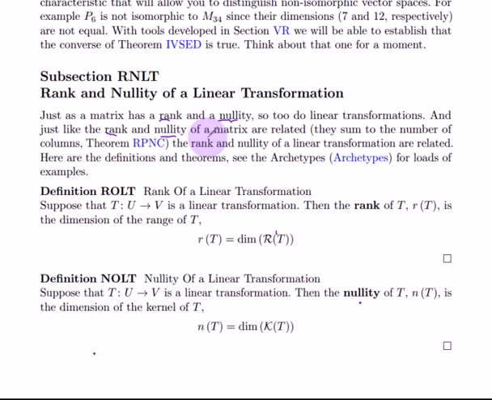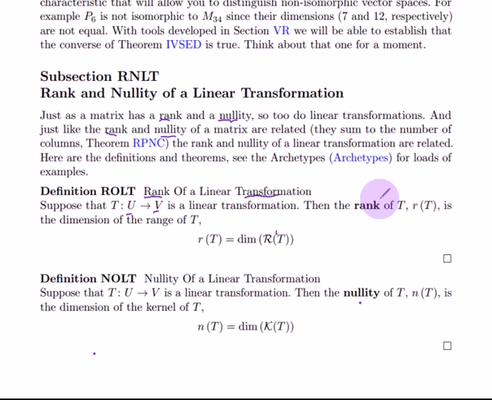And I hope that you're seeing more and more that matrices and linear transformations are very closely related and can even be identified together. So a lot of the things that we said about matrices, we can also say about linear transformations. First, let's define the rank of a linear transformation.